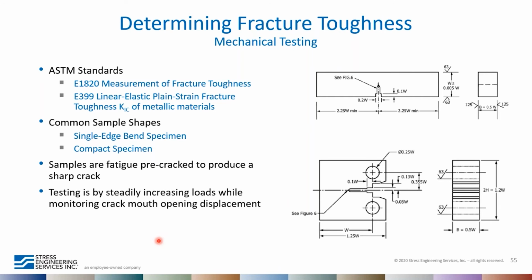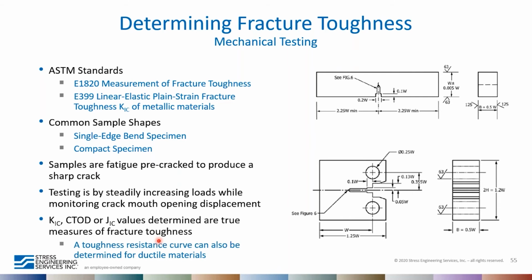When testing, the load is steadily increased until the specimen fails while measuring the crack mouth opening displacement. At the end of the day, you can determine KIC, CTOD, or JIC values depending on the nature of the fracture. It's also possible to generate toughness resistance curves. The critical fracture occurs at the onset of crack propagation, and if it's unstable, it's a single event. Whereas if it's a ductile material, it might just be the onset of tearing behavior with increasing toughness as the tearing progresses.